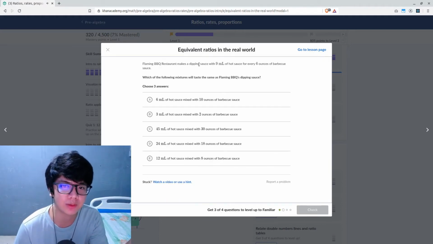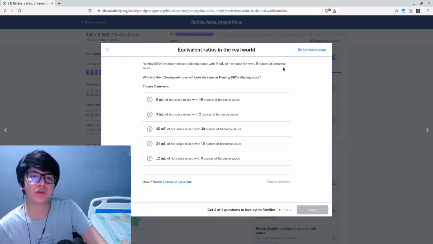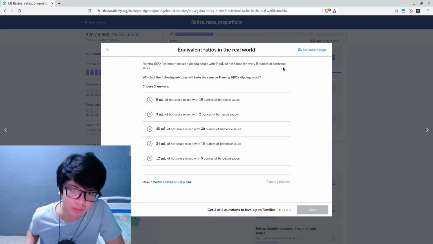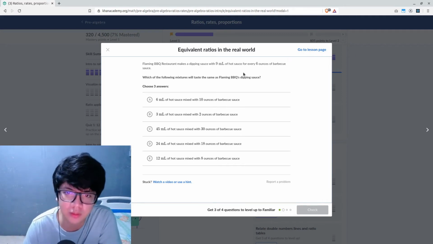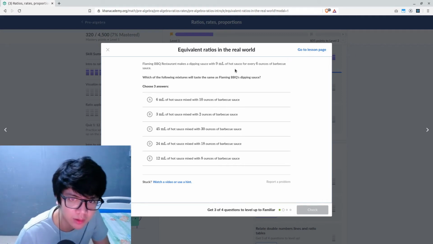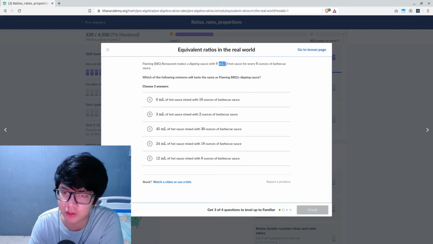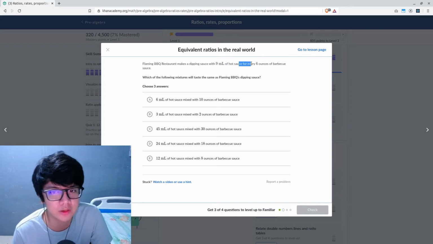Flaming barbecue restaurant makes a dipping sauce with 9 ml of hot sauce for every 6 ounces of barbecue. ML is supposed to be milliliters of hot sauce.